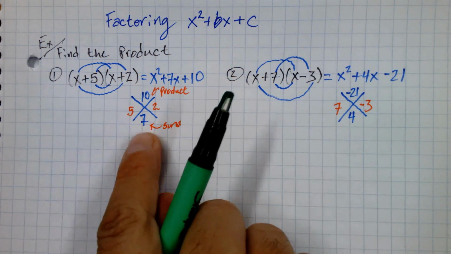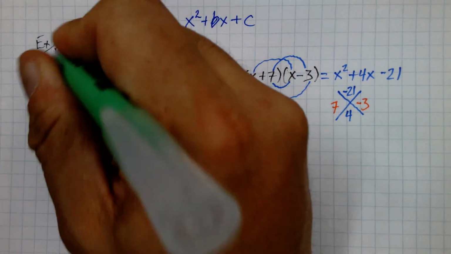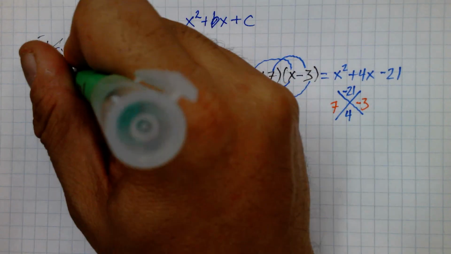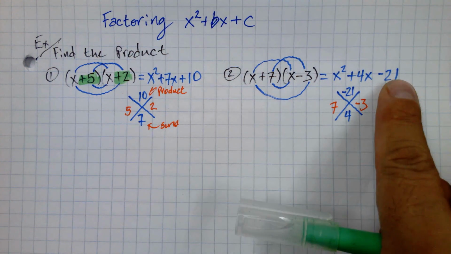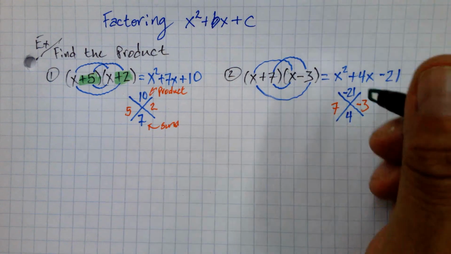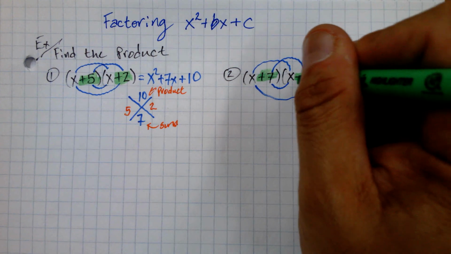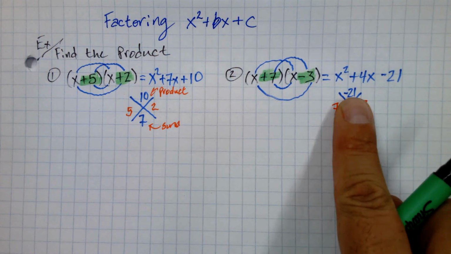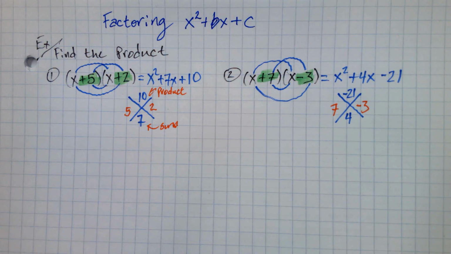So, from this x problem, we got positive 5 and positive 2, and here we have positive 5 and positive 2. From this x problem, which I just picked out these two values, we got positive 7, negative 3, and that's the answers here, right? 7 times negative 3 is negative 21. 7 plus negative 3 is positive 4. Because we're going to be working backwards.